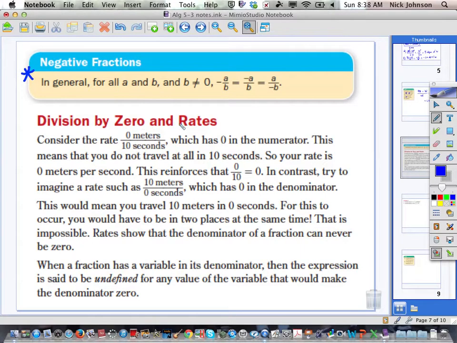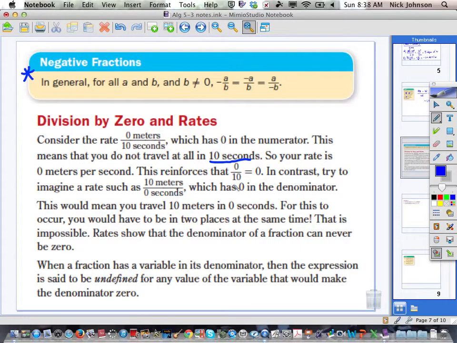Division by zero and rates. Consider the rate 0 meters per 10 seconds, which has 0 in the numerator. This means you do not travel at all in 10 seconds. Is that possible? Yeah. We can go 0 meters per second. Mr. Johnson's been sitting in this chair now for 10 minutes. Okay? He's gone 0 meters in a numerous amount of seconds. Okay? So your rate is 0 meters per second. This reinforces that 0 divided by 10 still equals 0.